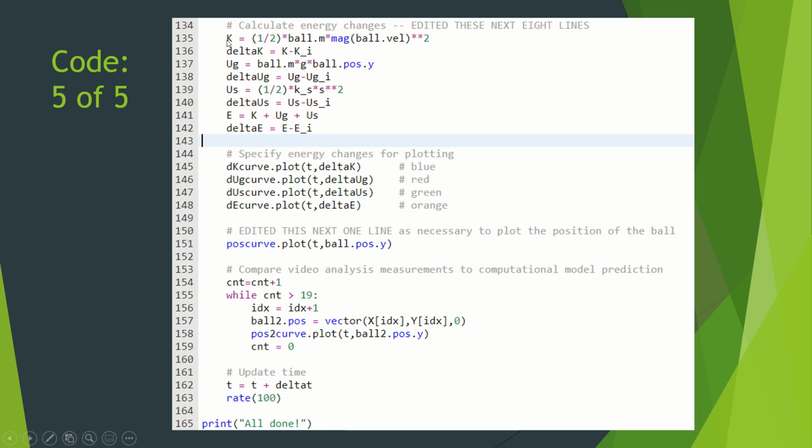Finally, we come down and re-update kinetic energy, gravitational potential energy, spring potential energy, and then the total energy. And then we find the difference in each one by subtracting the initial one from the updated one each loop. And then we can plot this. We plot that with the colors right here, and then we update the time step down here. And then this is the rate it's produced.